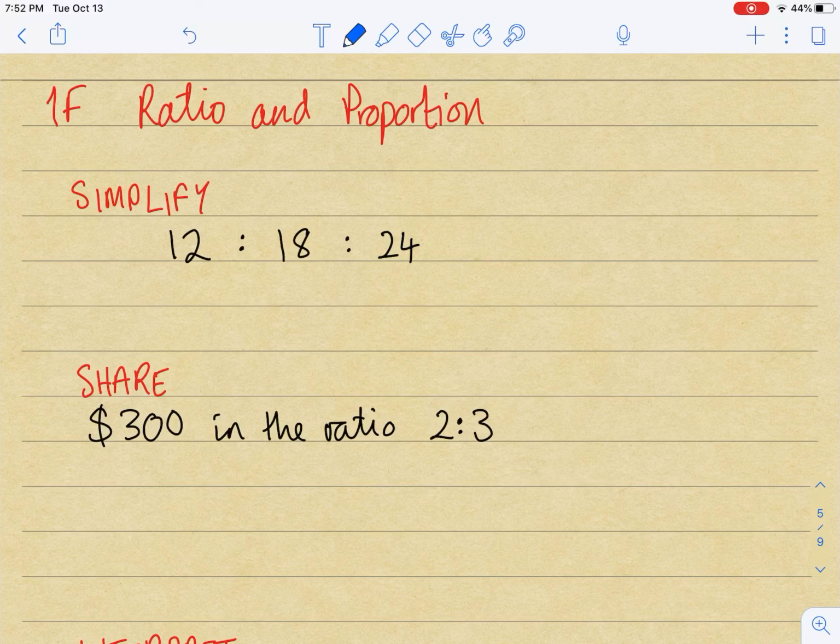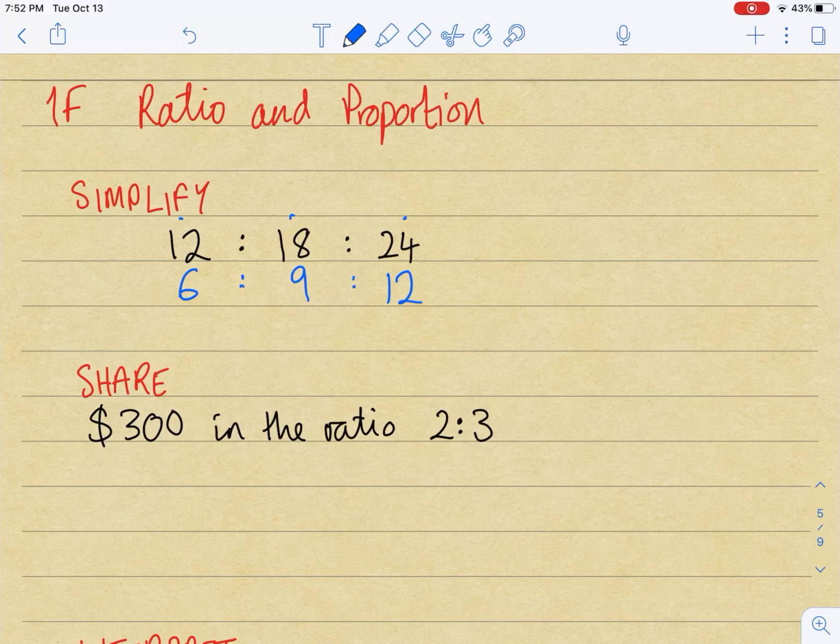So let's say that this is a group of students, and maybe it is the ratio of year 9 to year 10 to year 11 students in a group trip. So if we want to simplify this, we need to divide all three parts by the same thing. So I could divide by 2, and if I do that, I would get 6 to 9 to 12. They all divide by 2.